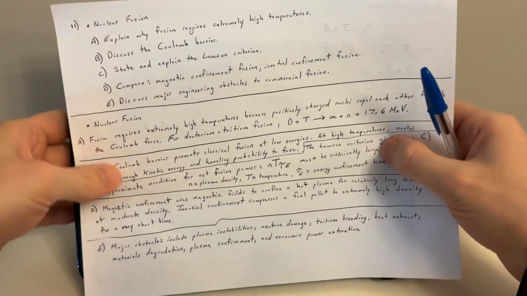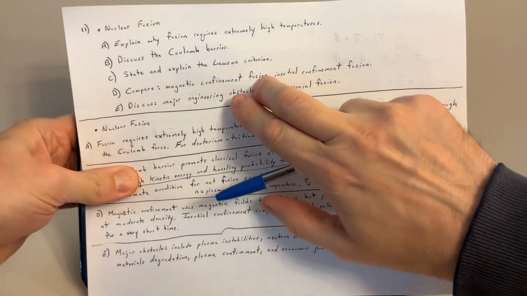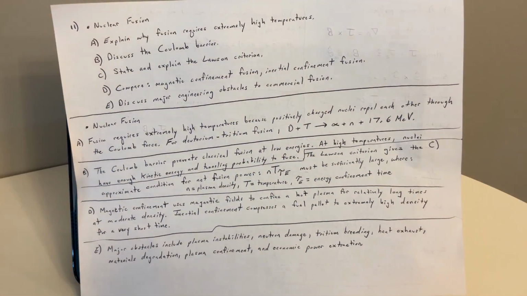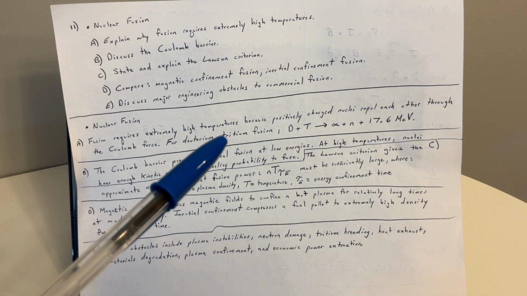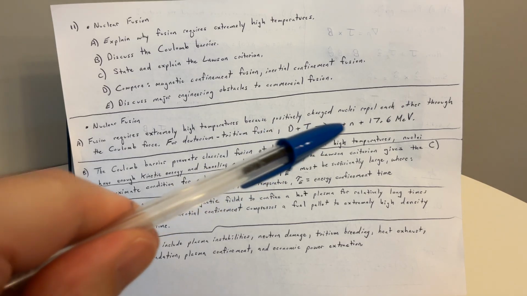Number 11 is going to be nuclear fusion. Again, canonical stuff. Nuclear fusion, number 11. A, explain why fusion requires extremely high temperatures. Fusion requires extremely high temperatures because positively charged nuclei repel each other through the Coulomb force. For deuterium-tritium fusion, we get this.